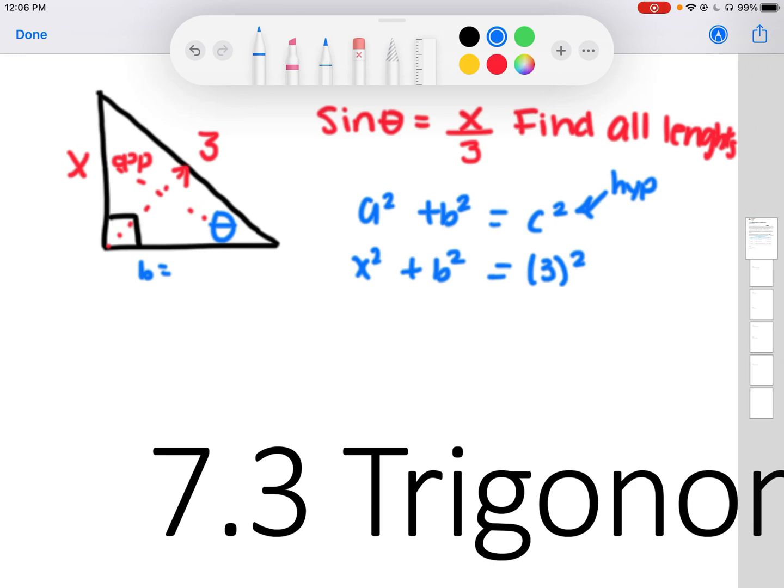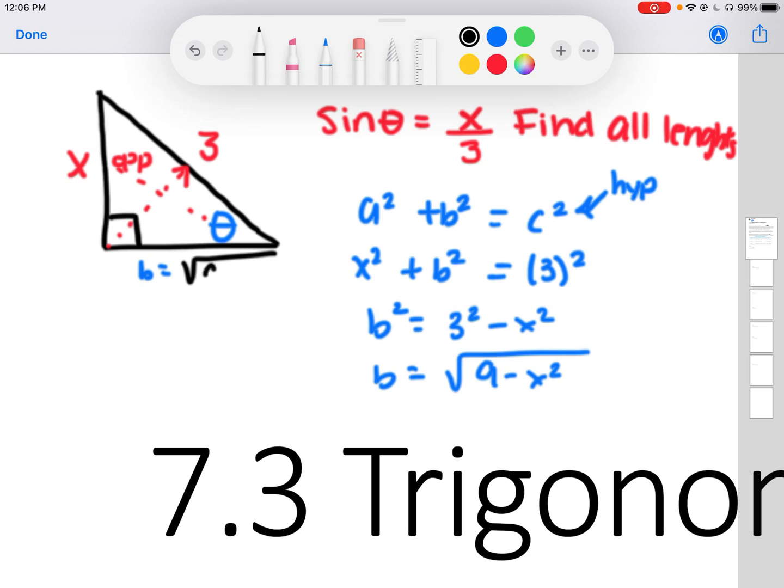So we subtract x squared, and we have b squared equals 3 squared minus x squared. So b is equal to the square root of 9 minus x squared. This way we can figure out any other trig function from here using these pieces.